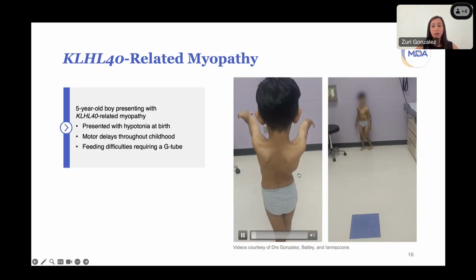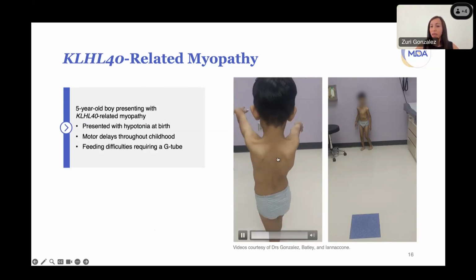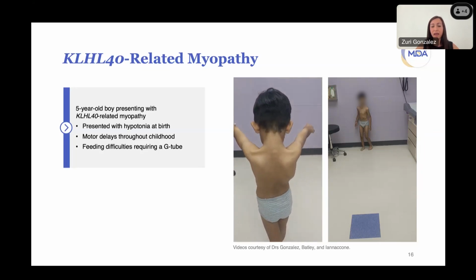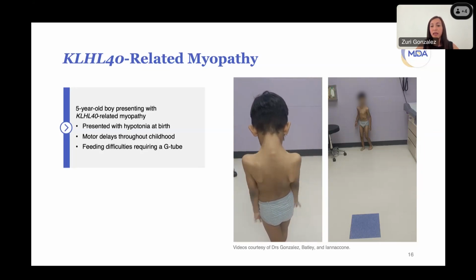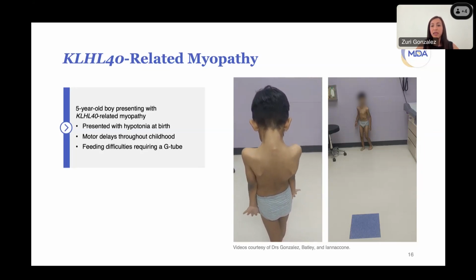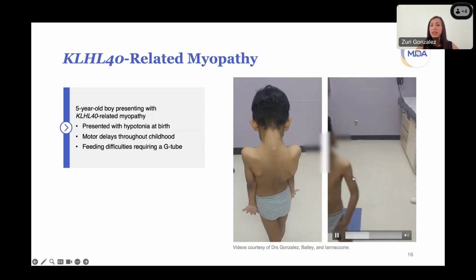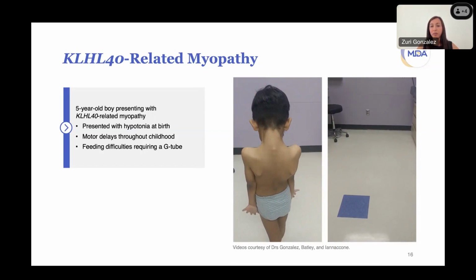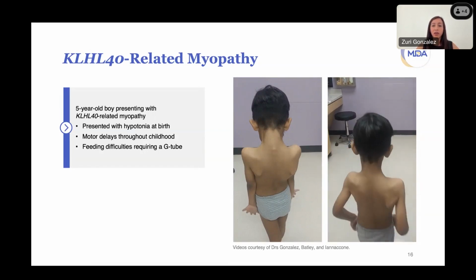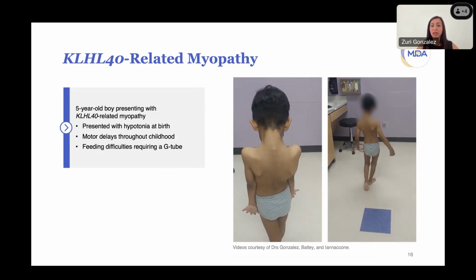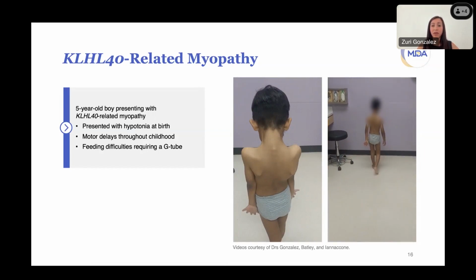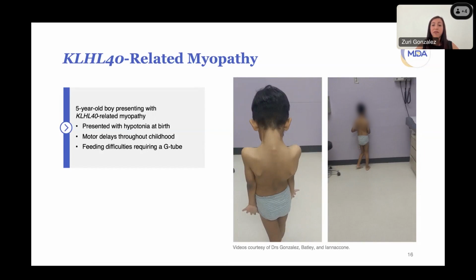You'll see in the video this bilateral scapular winging, this scoliosis and asymmetry of the back. Very thin boy, and you can see that he had a G-tube previously. Now he's doing a little bit better, but this is just to show some examples of how the disorder can vary phenotypically.